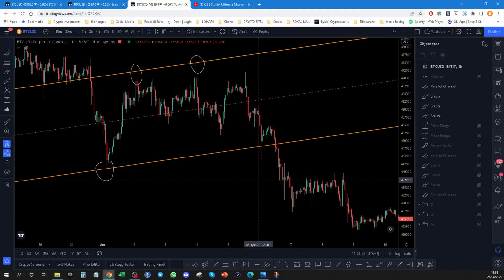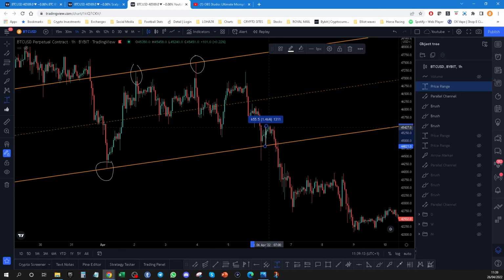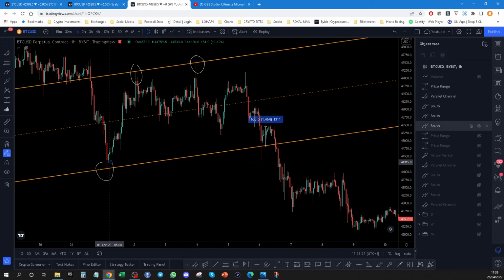What I like about this is, yes, you're not trading inside the channel, but it did act as support the first time, gave you a bounce. What did we get a bounce of? We got a bounce of about 1.5%. We are now on the hourly time frame. And then it came back down and closed below this channel line.